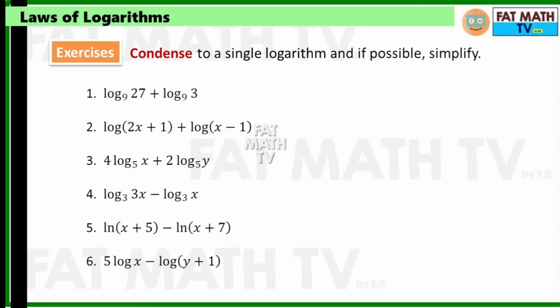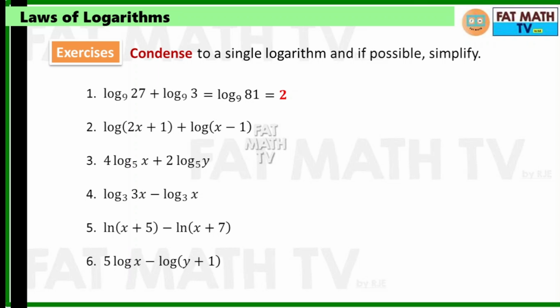Number 1, logarithm of 27 to the base 9 plus logarithm of 3 to the base 9. We can have the logarithm of the product of 27 and 3 to the base 9. The product of 27 and 3 is 81. 27 times 3 equals 81. So logarithm of 81 to the base 9 is asking us the exponent at which 9 should be raised to get 81. So the answer is 2, because 9 squared equals 81.